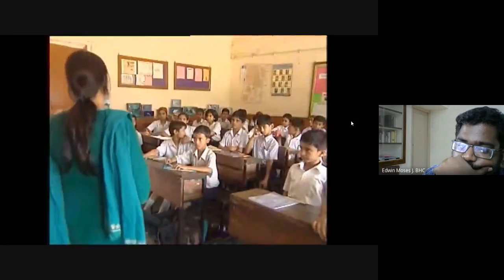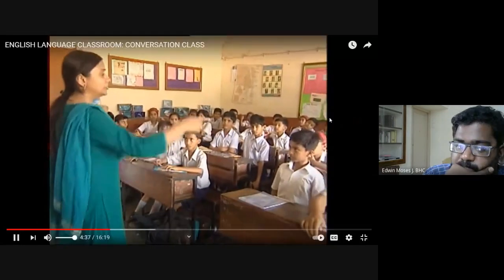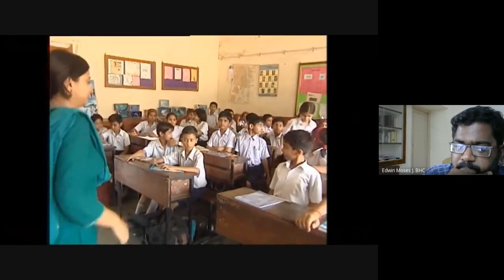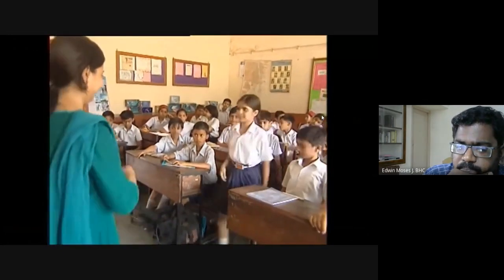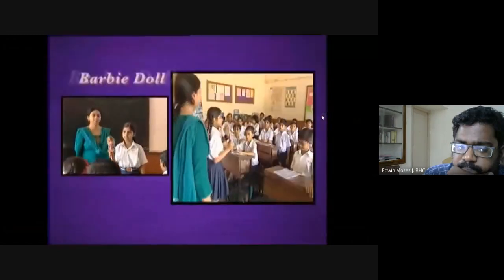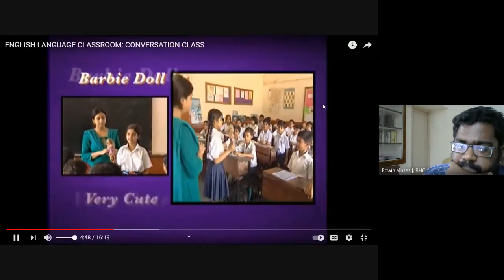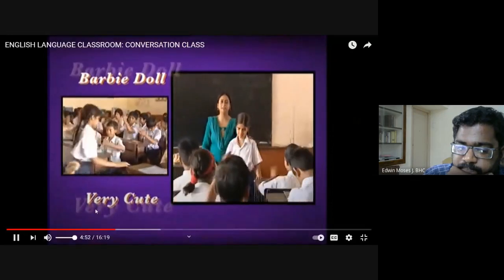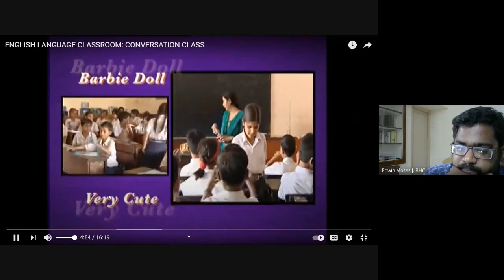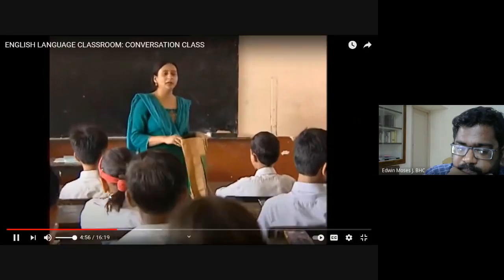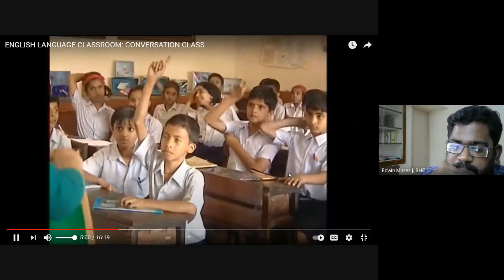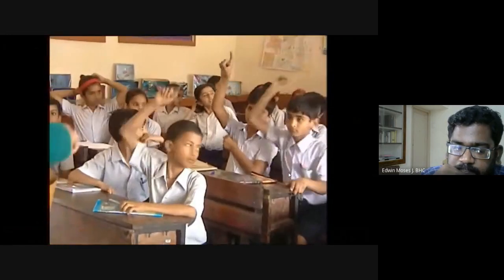Now I would like to call upon some other girl from this row. Yes. Please come. This is a Barbie doll. She is very cute. Very good. Clap for her, everybody. Now I would like somebody from the mid row to come up. Okay, you please come.